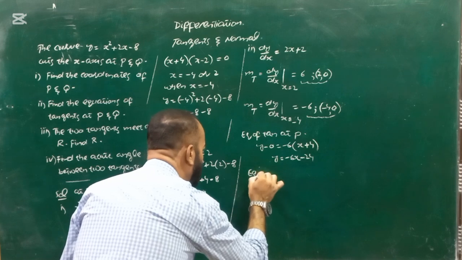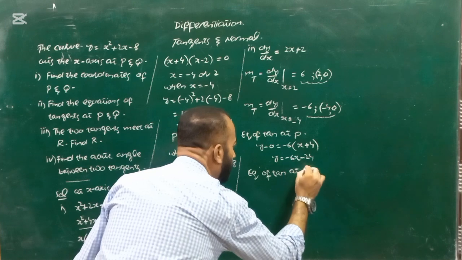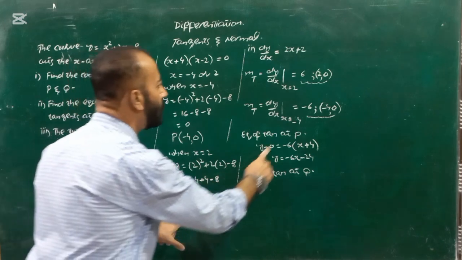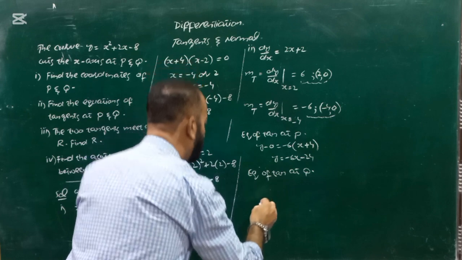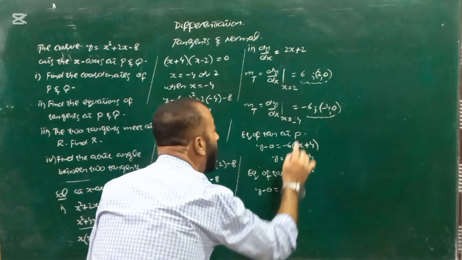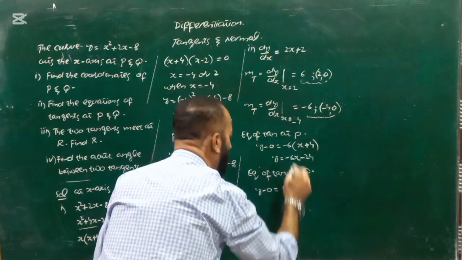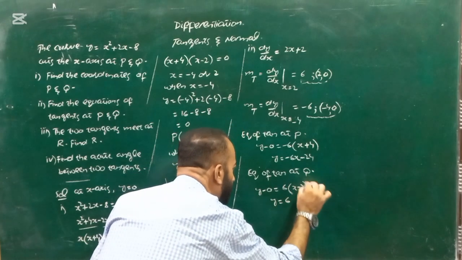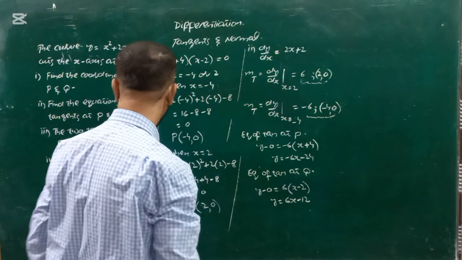Now we are going to find the equation of the tangent at Q. So this is the Q point and the gradient was 6. This was the condition, so this gradient and point will be used. So y minus y1, y1 is 0, equals m, that is 6, into x minus x1, so x minus 2. So y will be equal to 6x minus 12. So this is the equation of the tangent at Q.